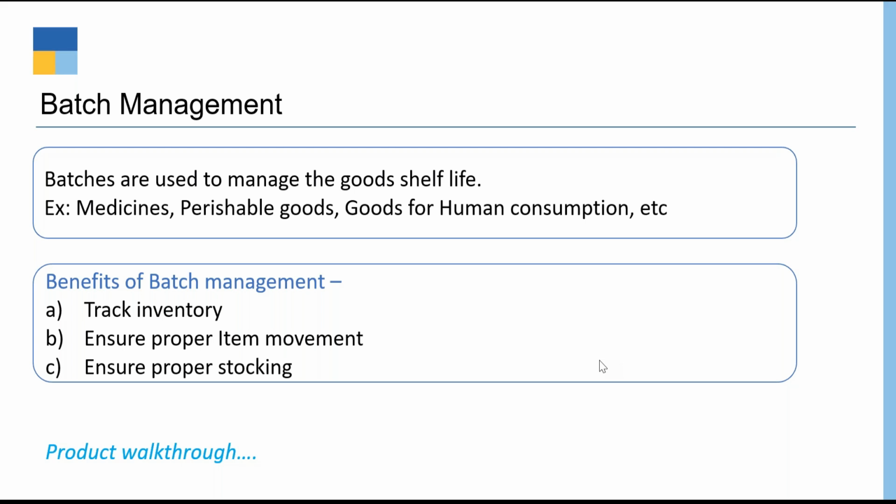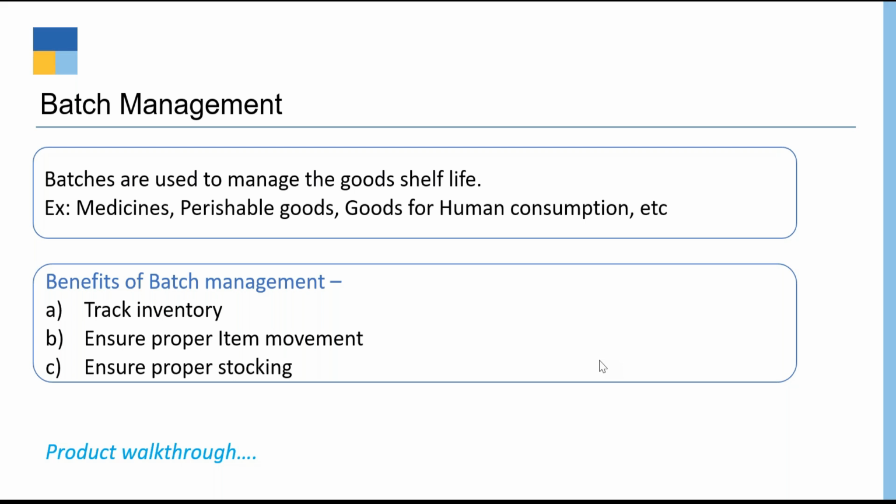It will also ensure proper item movement. In case some of the items have expired, you do not want to sell those items. By default, Tally will restrict you from selecting batches which are already expired, so that you'll be able to avoid all such things. Whichever expired batches are there, you'll be able to track such items' quantity separately, and you can take a decision whether you want to write off such expired items or how you want to treat them in the books of accounts, right?